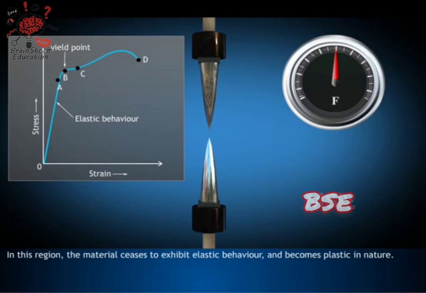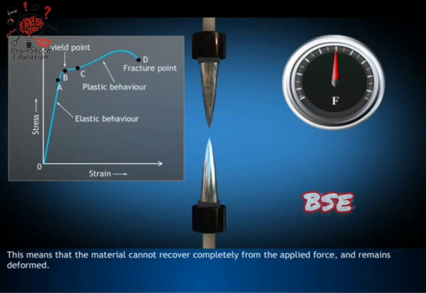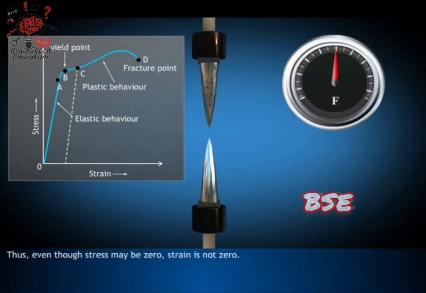In this region, the material ceases to exhibit elastic behavior and becomes plastic in nature. This means that the material cannot recover completely from the applied force and remains deformed. Thus, even though stress may be zero, strain is not zero. The material is then said to have a permanent set. The deformation in this case is known as plastic deformation.